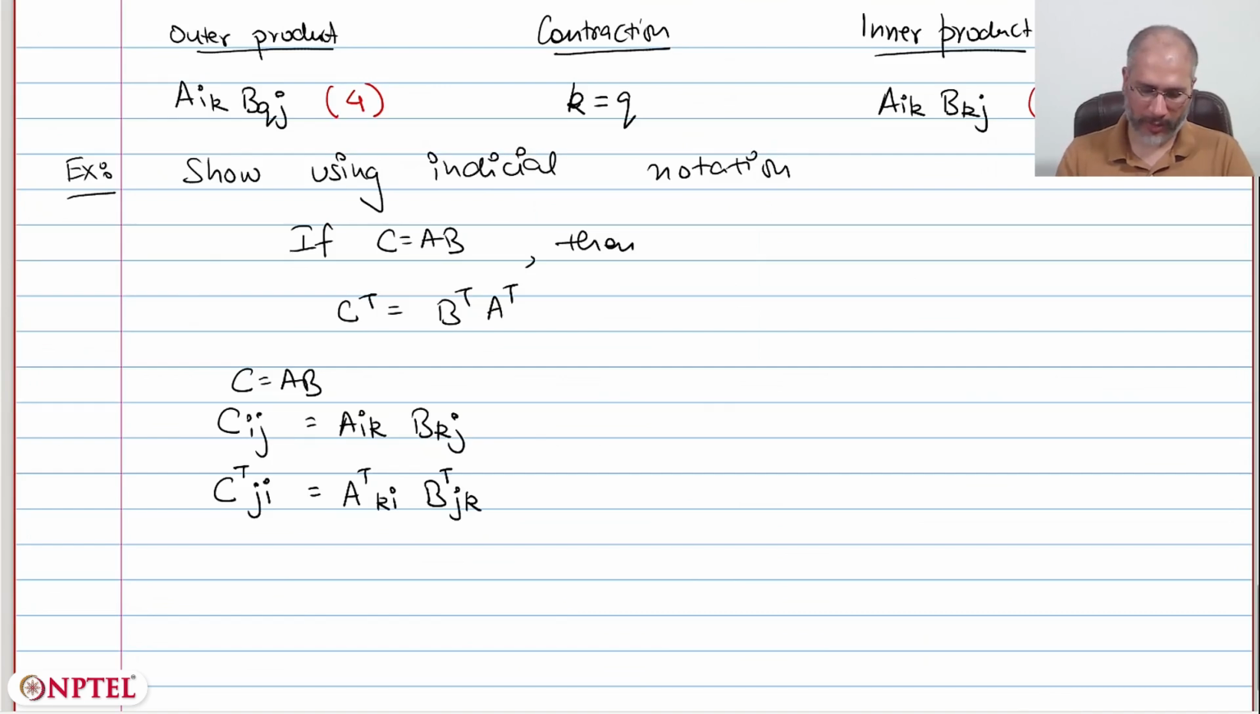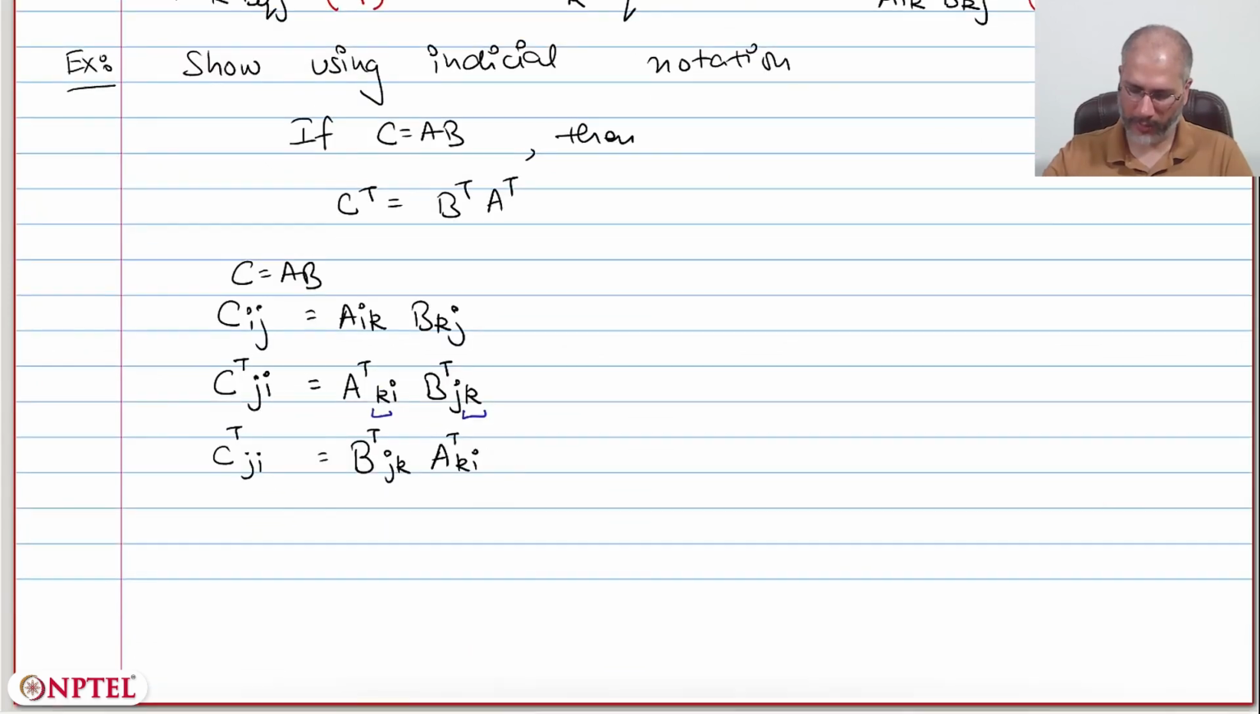Now what we see here is, if you look at the repeated index k, the first index of A is the second index of B. So I'll just reorder these terms for convenience, but the meaning is still the same. So B transpose jk times A transpose ki. That's the j,ith term, or ji term, of C transpose.